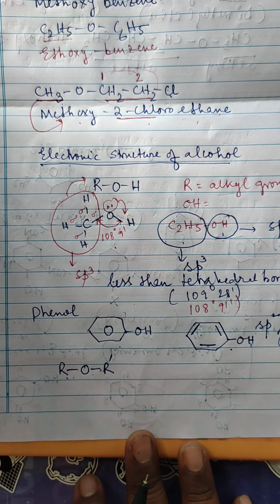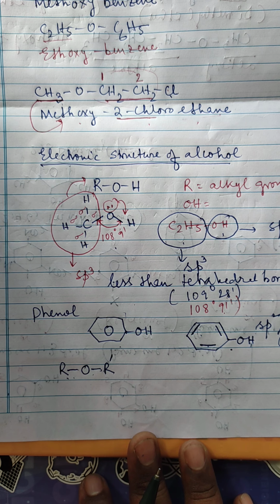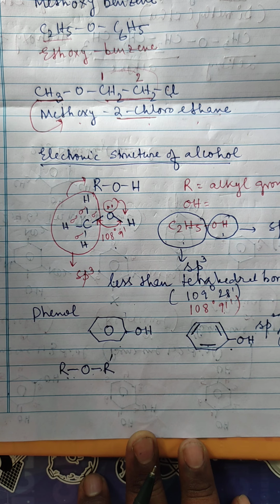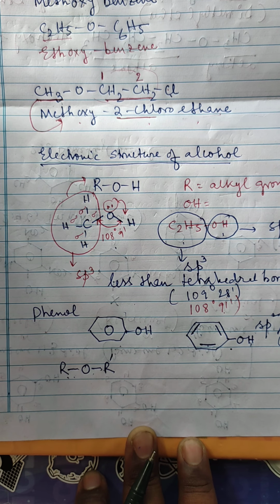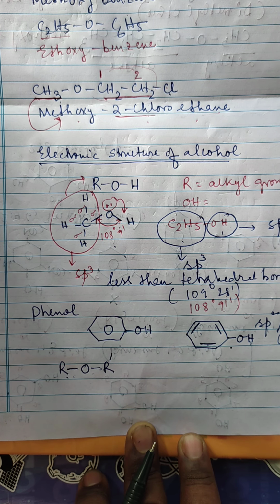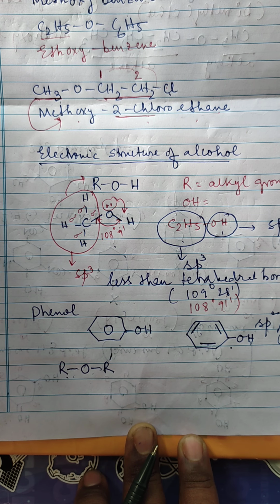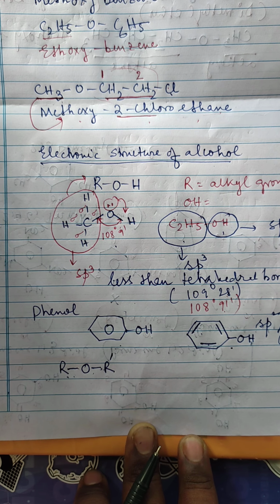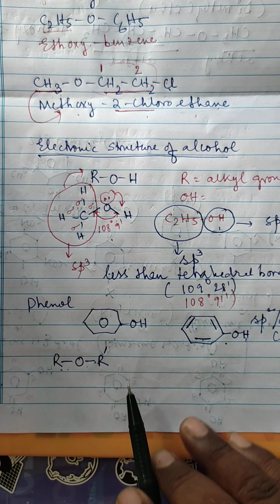If R and R dash are the same, we call it symmetrical. If R and R dash are not the same, they are called unsymmetrical or asymmetrical ether. In this way, we have classified ethers. Now, in case of ether, like water, we have a tetrahedral geometry. Water has a tetrahedral geometry, but because of lone pairs its shape becomes V-shaped, right? Oxygen is sp3 hybridized, and two of the four sp3 orbitals of the oxygen atom overlap with the sp3 orbitals of the two alkyl groups to form two sp3 sigma bonds.